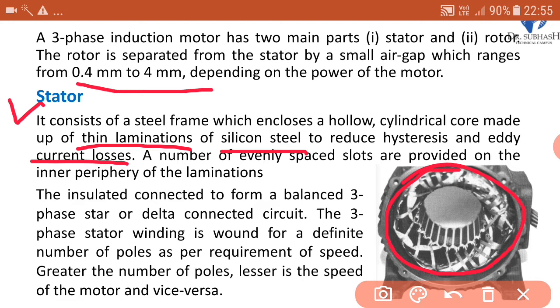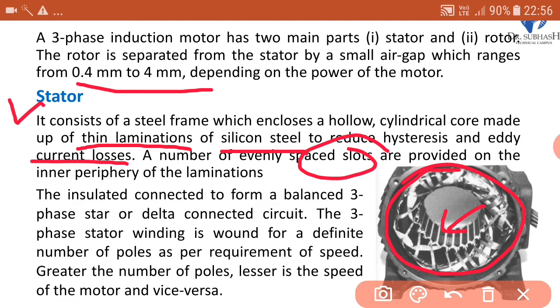A number of evenly spaced slots are provided on the inner periphery of the laminations. See, these are the slots, and on the inner periphery we can see some lines. These lines are nothing but slots, made of laminations. The insulated windings are connected to form a balanced three-phase star or delta connected circuit. So we can make both three-phase star or delta connected circuit.